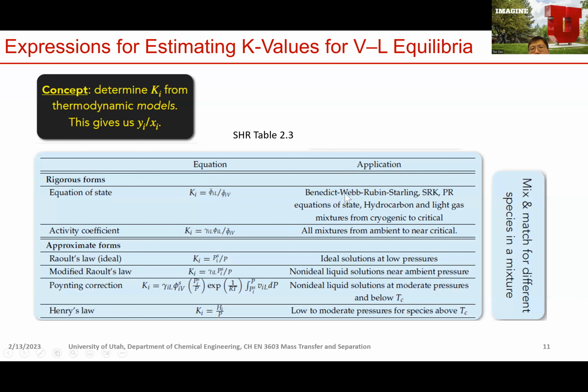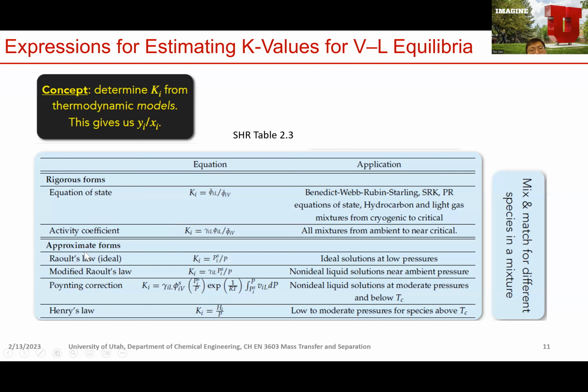And there are different equations of state, right? For example, the BWRS, SRK, or PR equations of state we can use. And we can also compute Ki based on the activity coefficient and the fugacity coefficient, right? There are also approximate forms, which are basically simplifications of these two rigorous forms under certain assumptions.